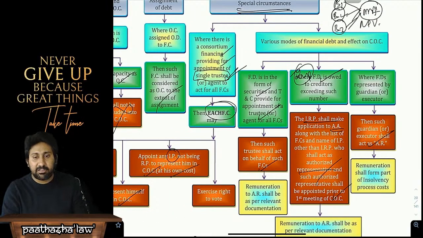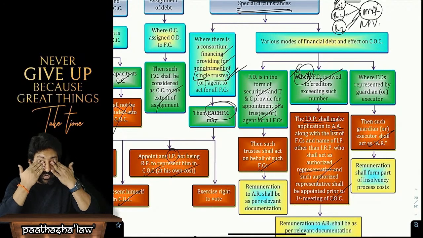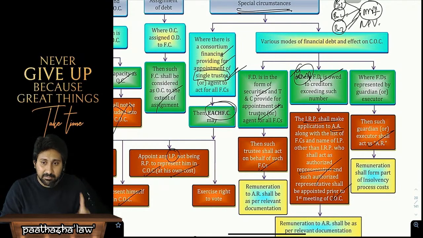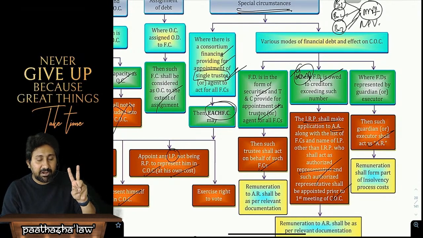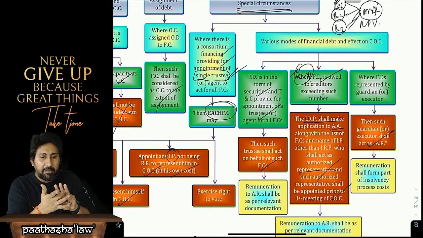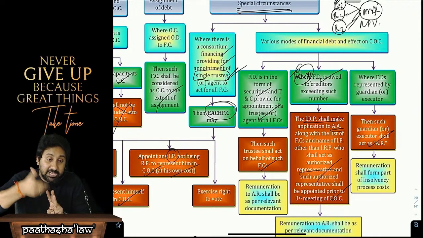So to summarize everything, we need to understand one very important point. There are 6 types of authorized representative. One, a financial creditor can represent himself with an authorized representative. Second, consortium lending, where each bank can have its own authorized representative. Third, consortium lending provided for a single trustee. All of them will have only one person, but that one person will act for each of them.